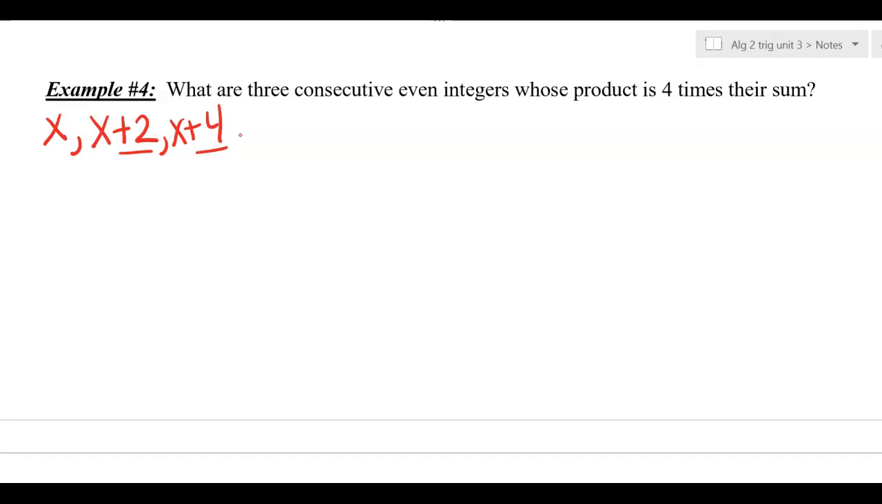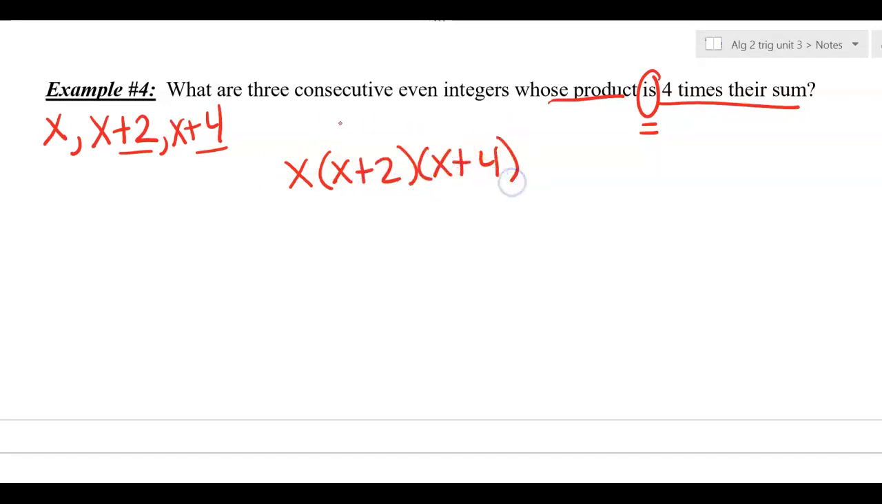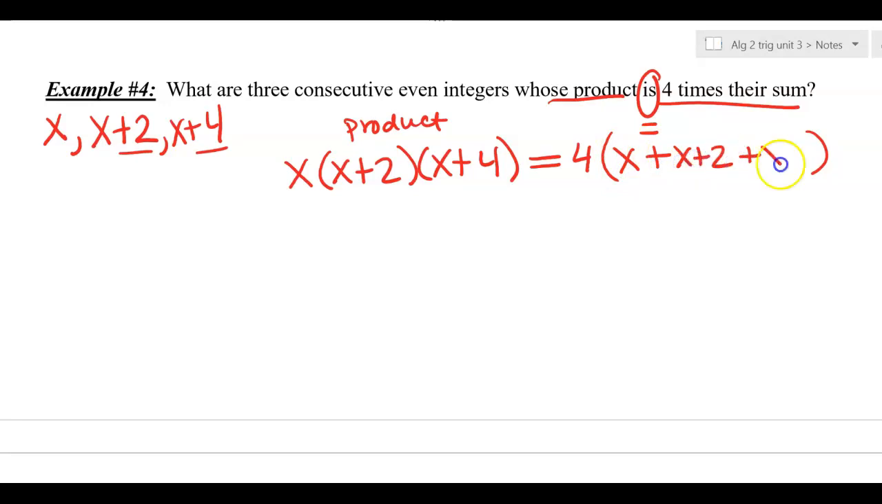All right. And then it says their product is 4 times their sum. So it's telling me whatever's over here is going to be equal to whatever's over here. So product means all of them multiplying each other. So if x multiplies the x plus 2 and that multiplies the x plus 4, that's the product. That's supposed to be equal to 4 times their sum. The sum would be all of them added together. So x added with x plus 2 added with x plus 4. Is everybody okay with my interpretation mathematically of what the words were saying up there once I defined my variables?